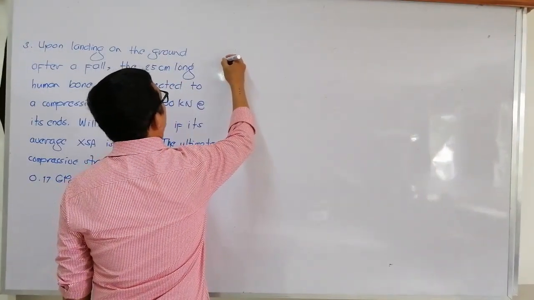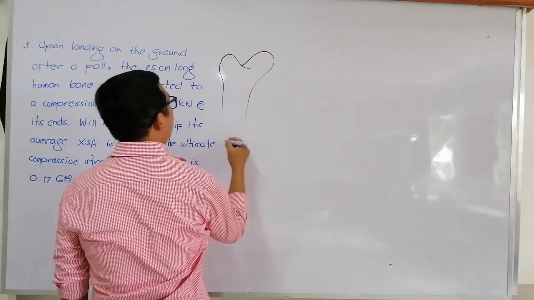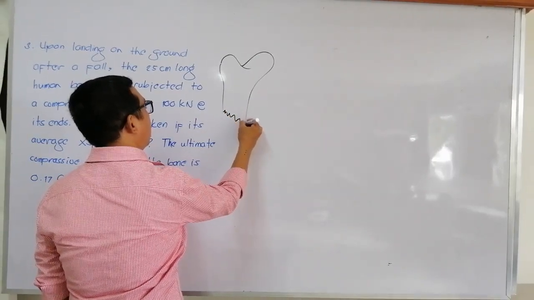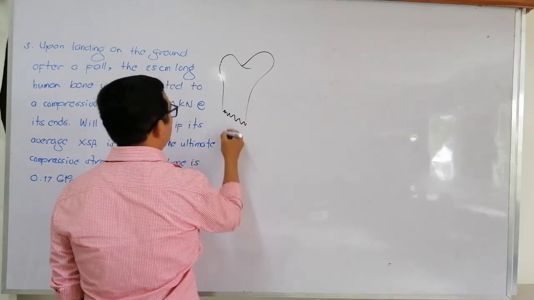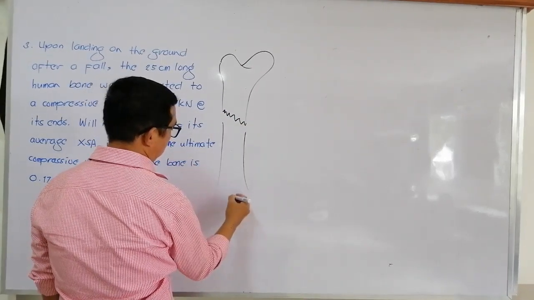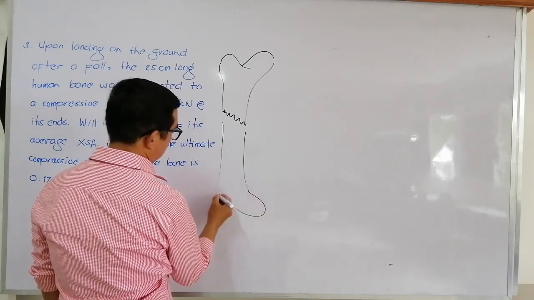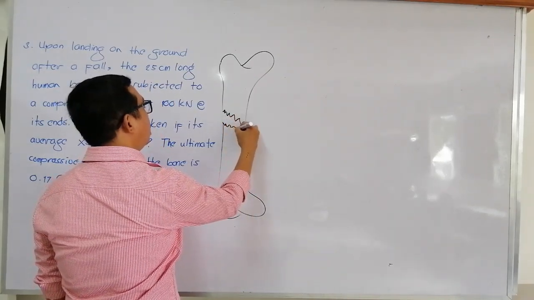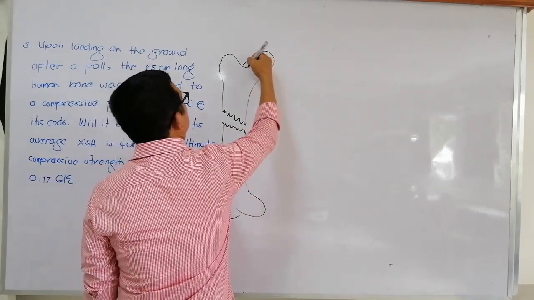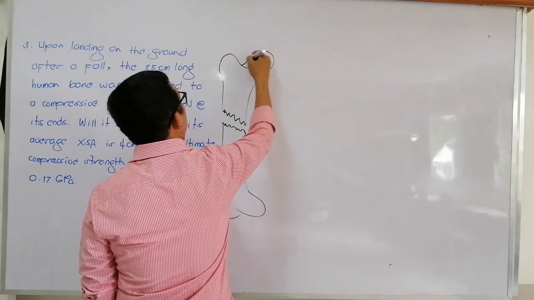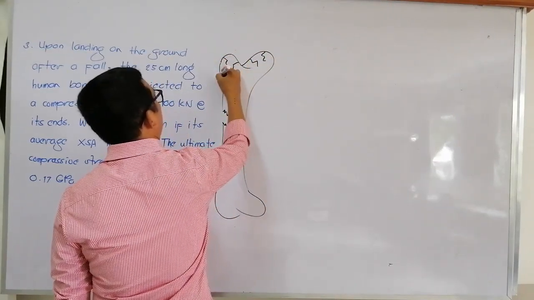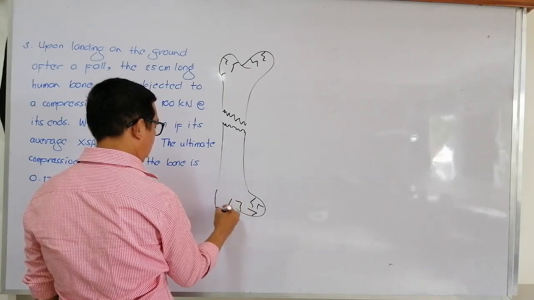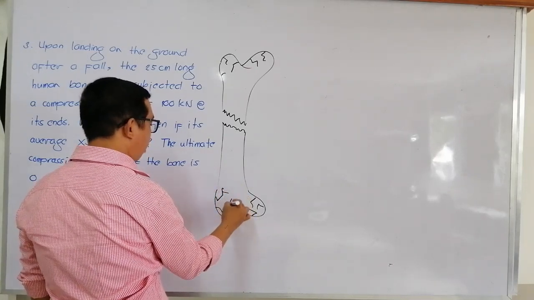Sabi natin, upon landing, yung bone was subjected to forces. But pwede kasing nagbabreak siya dito o kaya dito sa region na ito, dito magkaroon ng mga crack. Because such happens, diba?